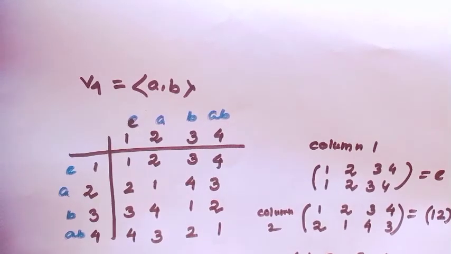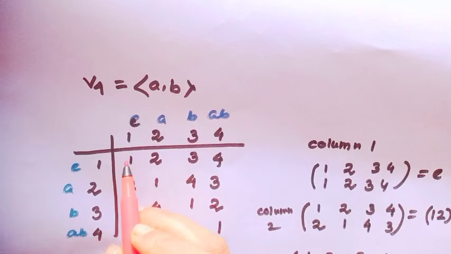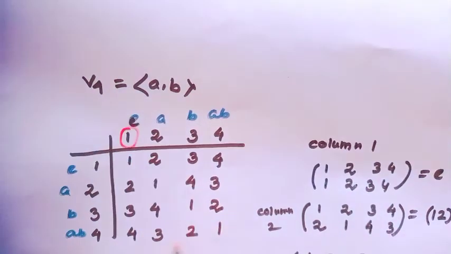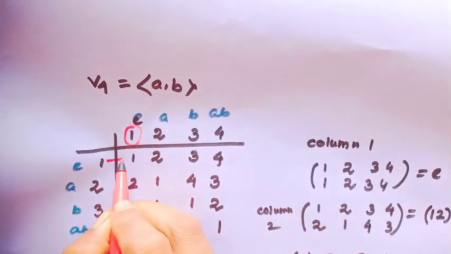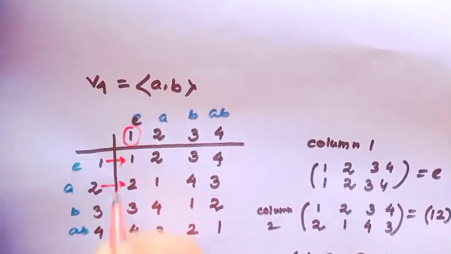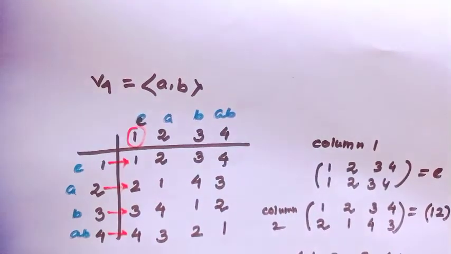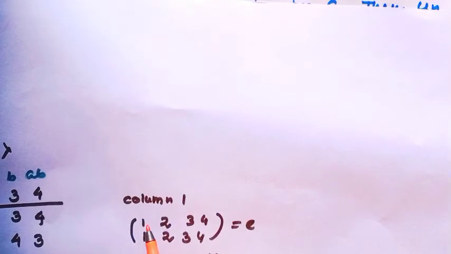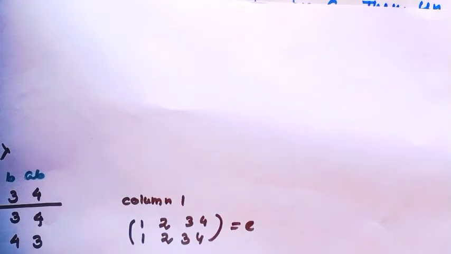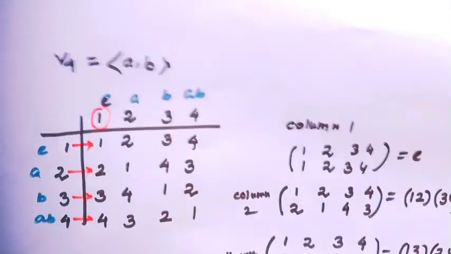As before, look, column 1, first element 1. That means 1 maps to 1, 2 maps to 2, 3 maps to 3 and 4 maps to 4. And this is the first permutation. Are you getting? This is only the identity permutation.